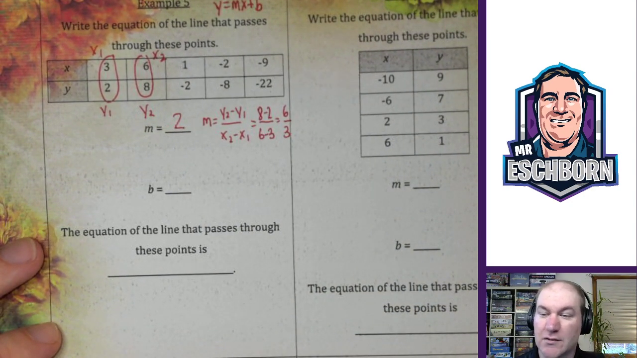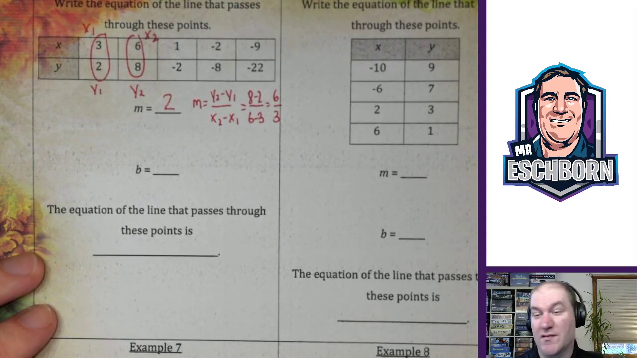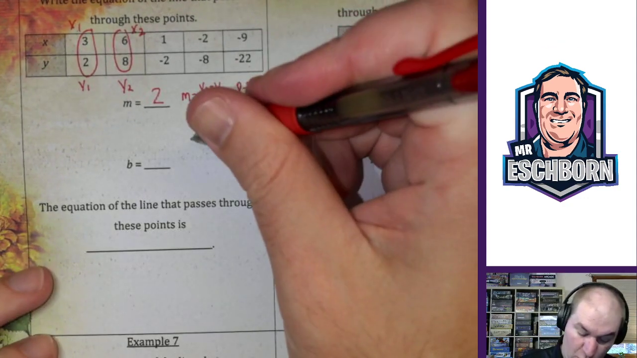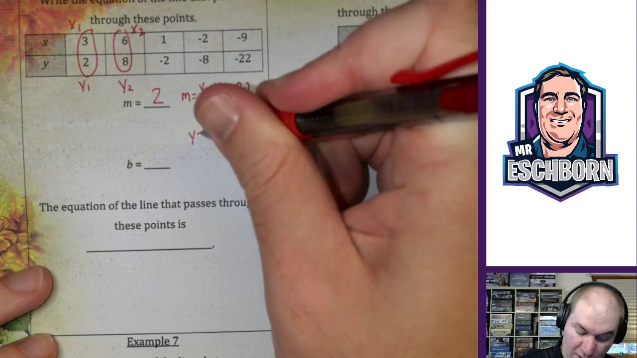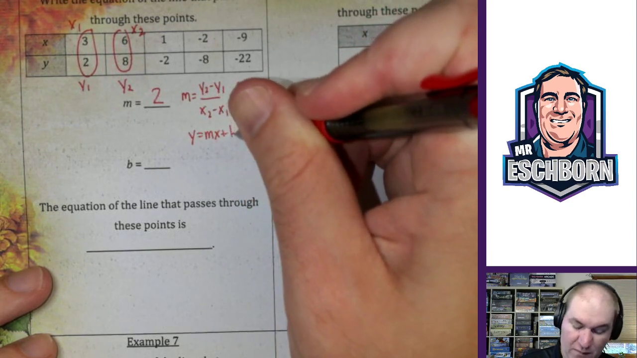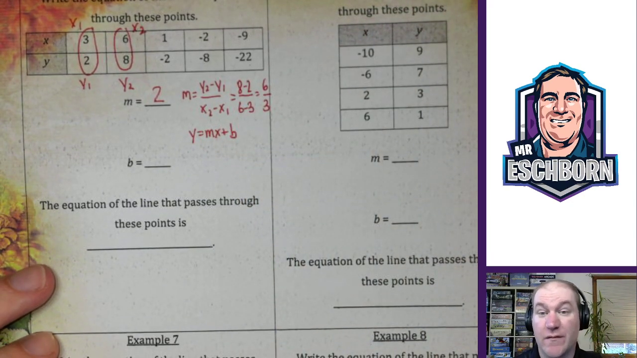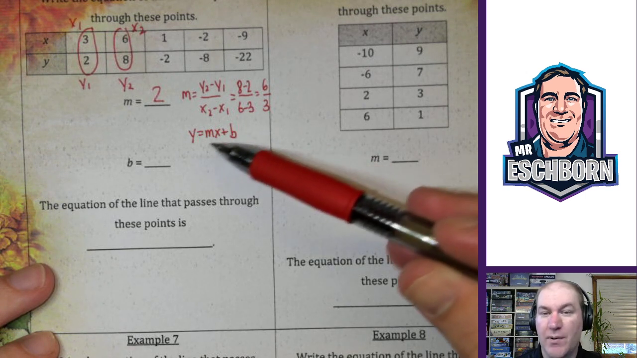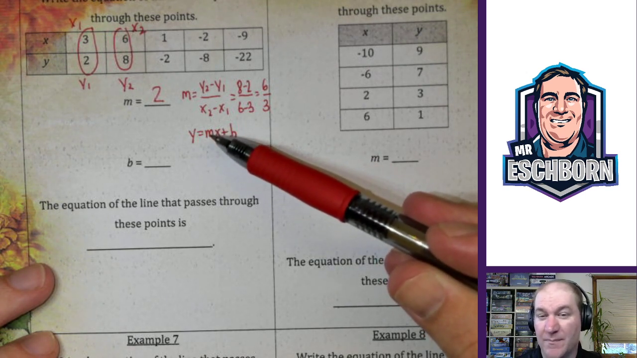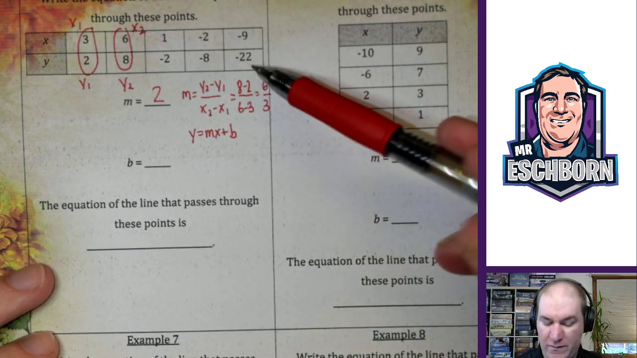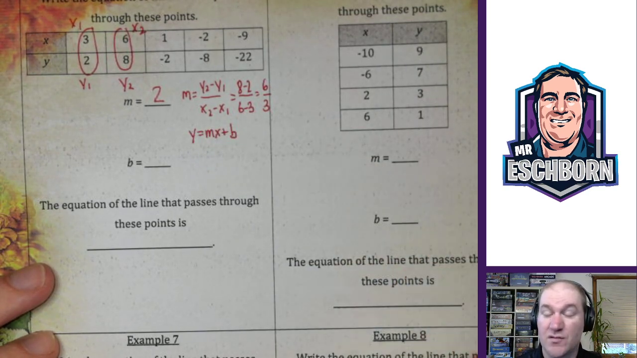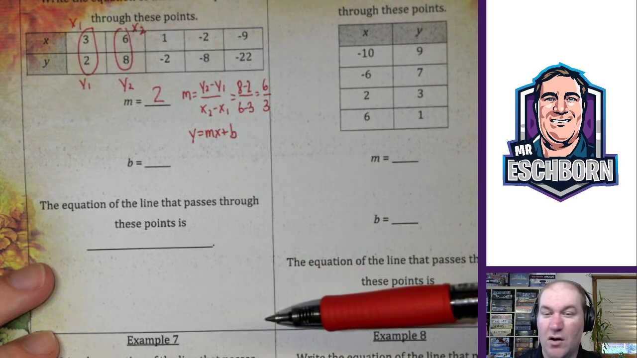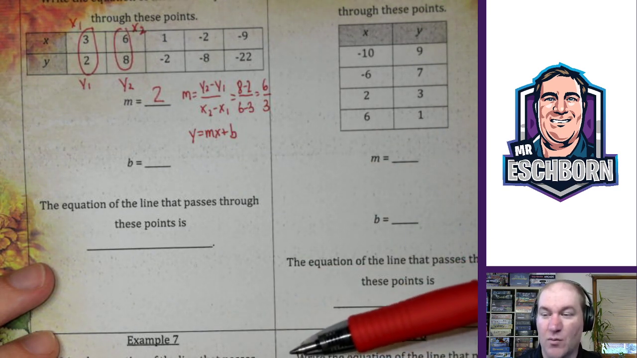All right, now we need to calculate the y-intercept. And we're going to do this algebraically. What we're going to do is write the equation y equals mx plus b. In this equation, I see 4 letters. I see y, m, x, and b. We don't know what b is, but we just calculated m, and we can pick out an x and a y from the table. If we plug in those 3 numbers that we just talked about, we can solve for b, which is what we're trying to find, the y-intercept.